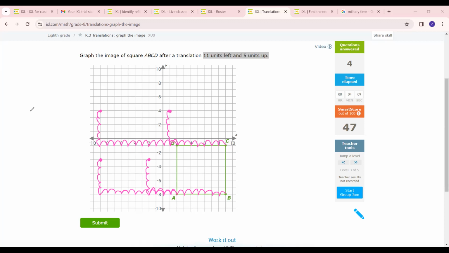Let me erase C then. Erase this one. So let's do C again. So C, we're gonna go over 11 times. So it's gonna go 1, 2, 3, 4, 5, 6, 7, 8, 9, 10, 11, and then 5 places up. So 1, 2, 3, 4, and 5. All right, so now we just gotta plot those points. So here we're gonna plot this one, then plot that here, then plot that there, and then this goes here. And that's how we get it.